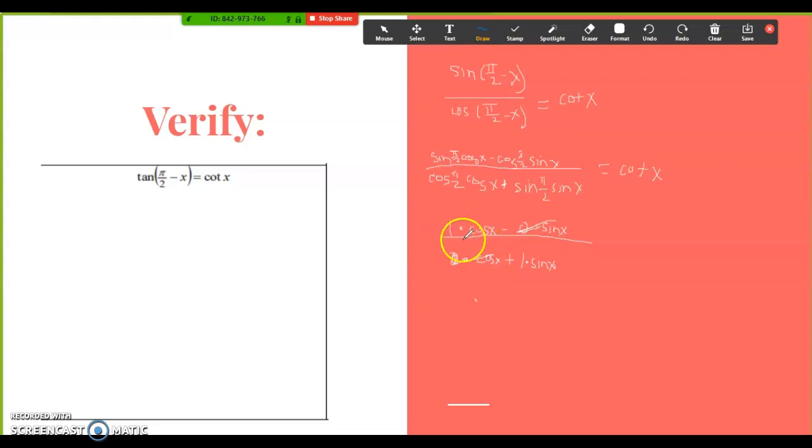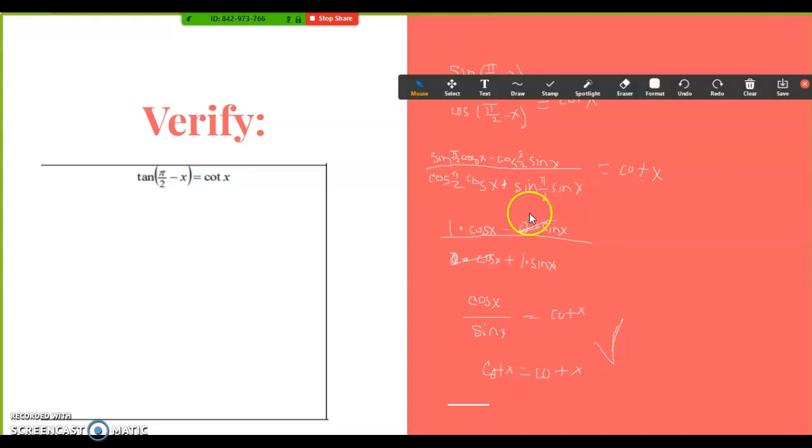So this simplifies into 1 times cosine of x, which is just cosine of x, over 1 times sine of x, which is just sine of x. That should equal cotangent of x. And cosine of x divided by sine of x is indeed cotangent of x. So we have verified this. The left side looks like the right.